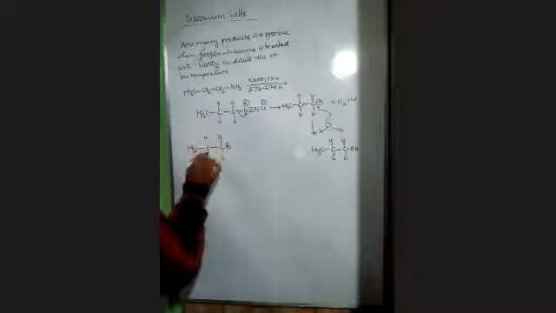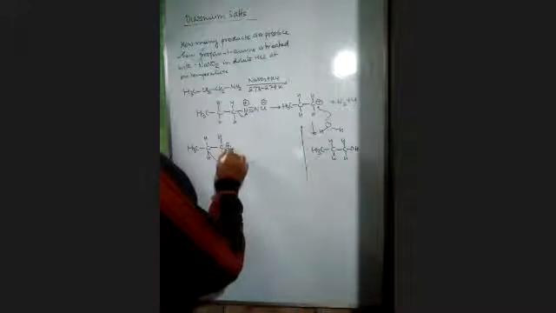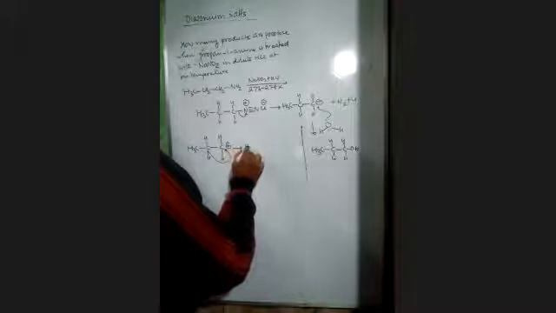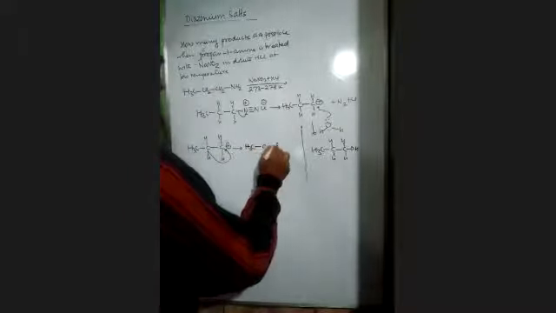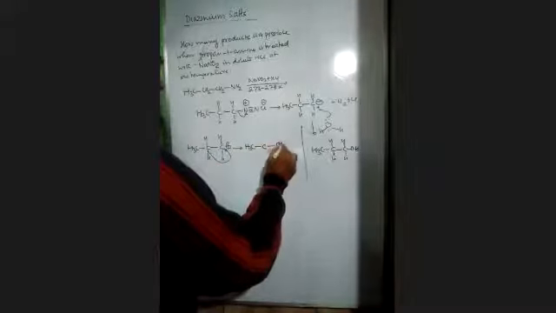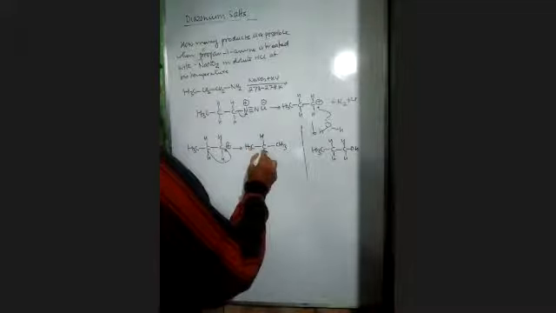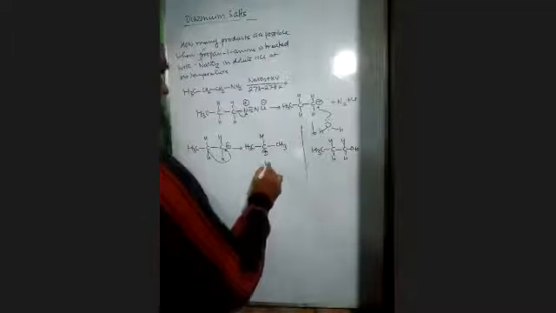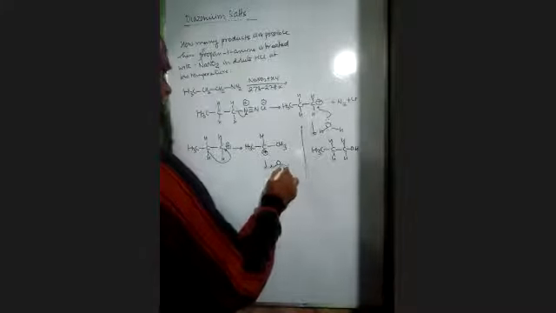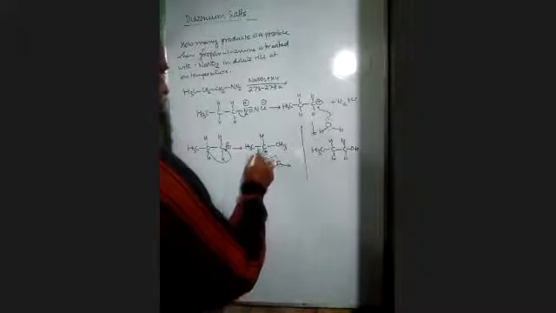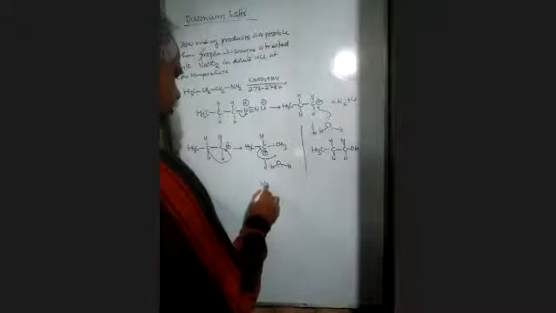It will undergo rearrangement. This H with the bond will migrate here. We call it a 1-2 shift. So what will it give? It will give CH3, see, this H will go there. This is a secondary carbocation. So this secondary carbocation will undergo substitution. So what are we going to get here?